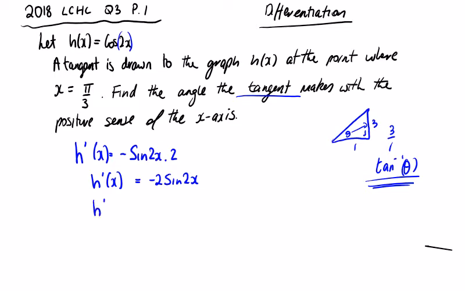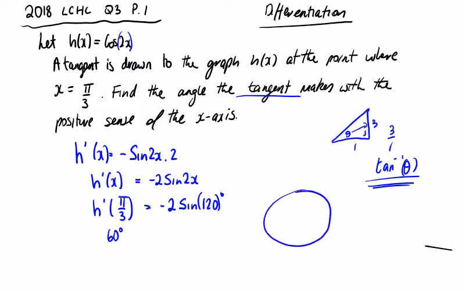So h prime of pi over 3. Pi over 3 is 60. So it's minus twice the sine of 120 degrees if you want to write it in degree form. It might be a little bit easier than having to change your calculator to radians. So the sine of 120 is root 3 over 2.